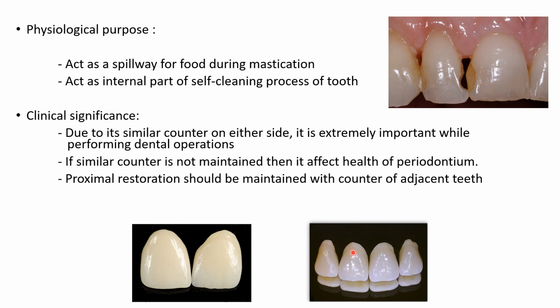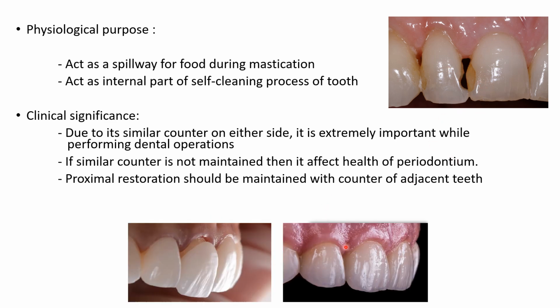But if you give a restoration or capping and maintain this triangular area with a contour similar to the adjacent tooth, the health of the gingiva will be maintained. See, the similar cap is here. If you place it properly, nice gingiva will develop here, and even the papilla will develop. That is why it is very important to maintain the embrasure properly. The embrasure comes along with the triangular contour of the adjacent teeth, so it is very important from the clinical point of view. So this is about embrasures and the interproximal spaces.